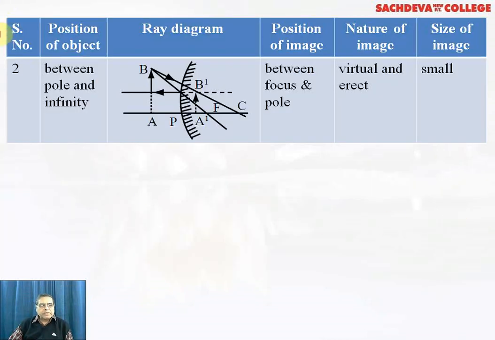Then we come to another position of the object, which is between the pole and infinity. In the ray diagram, the object is between the pole and infinity. Infinity here means beyond the principal focus. The ray diagram is indicated, and the position of the image will be between the focus and the pole. It is indicated towards the right by an arrow A dash B dash. The nature of the image will be virtual and erect, and it will be smaller in size.